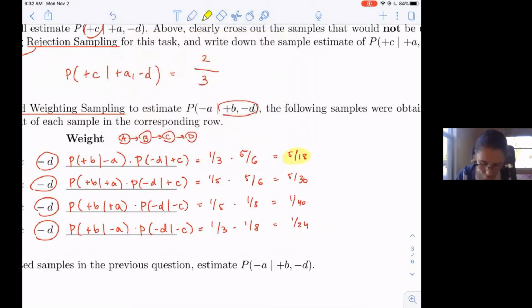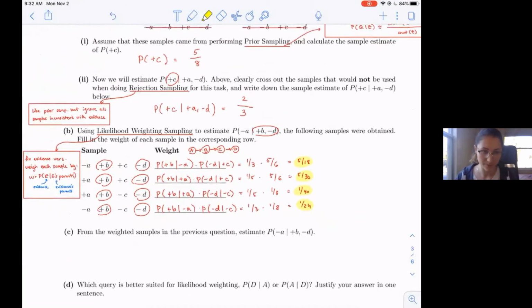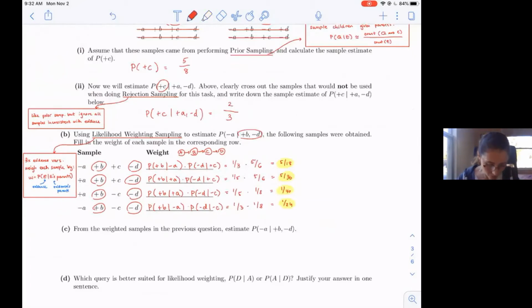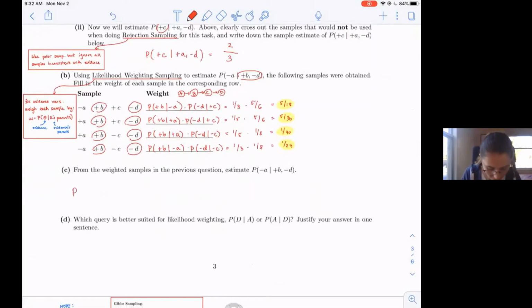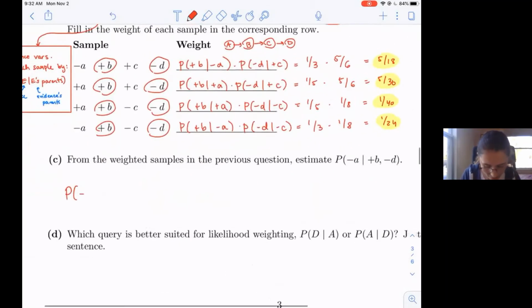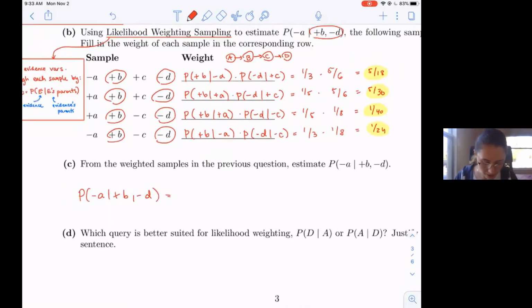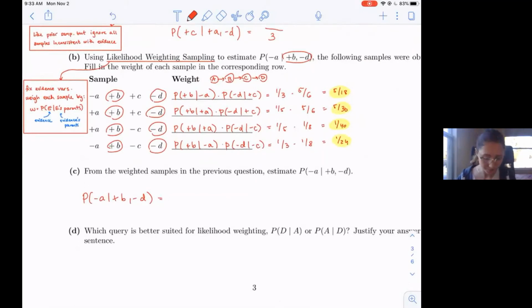So these are the corresponding weights for each of these samples. From the weighted samples in the previous question, we now want to estimate P of minus A given plus B and minus D. And yet again, we're going to be doing another counting procedure, but now we're going to be considering these weighted samples that we just looked at and those corresponding probabilities.